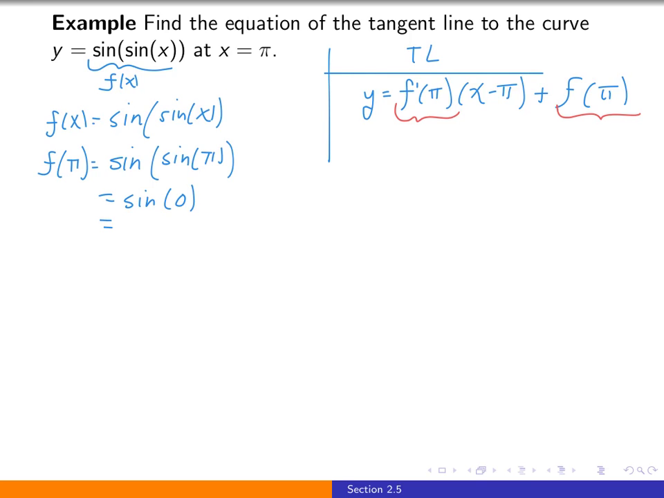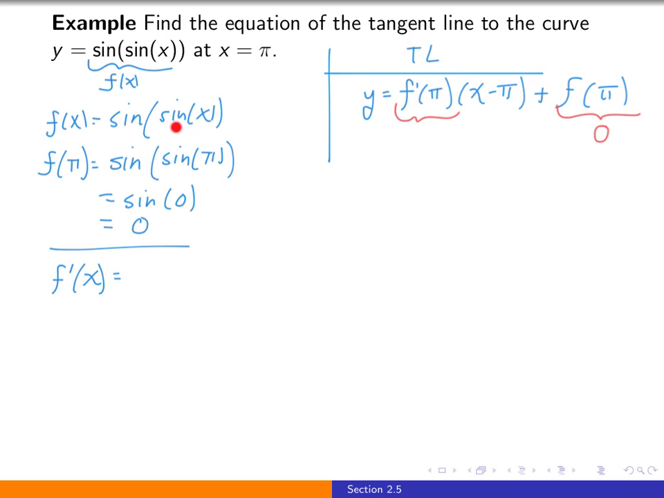And 0 is also a common value of sine. Sine of 0 is 0. So the function value f of pi is the number 0. Now we also need to determine the slope of the tangent line. So we're going to have to differentiate our function. Well, sine of sine x, we need to use the chain rule.